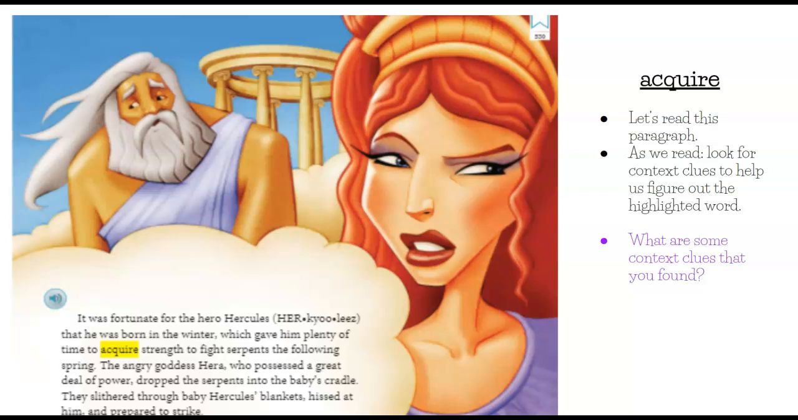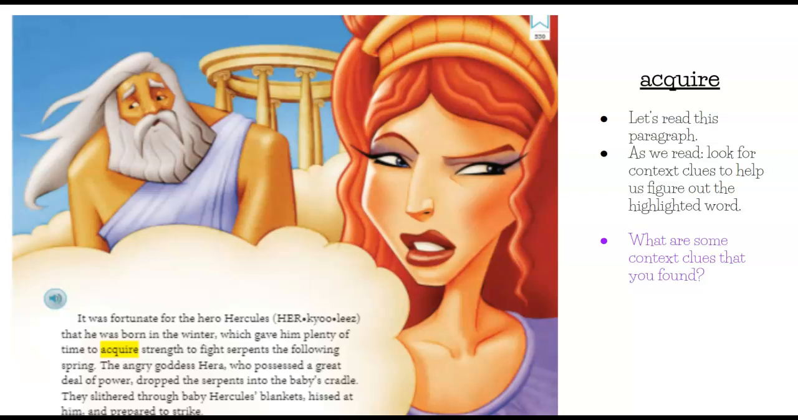It was fortunate for the hero Hercules that he was born in the winter, which gave him plenty of time to acquire strength to fight serpents the following spring. The angry goddess Hera, who possessed a great deal of power, dropped the serpent into the baby's cradle. They slithered through the baby Hercules' blankets, hissed at him, and prepared to strike.